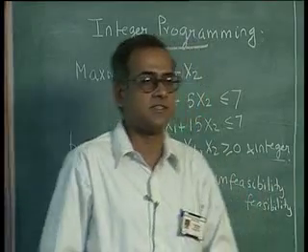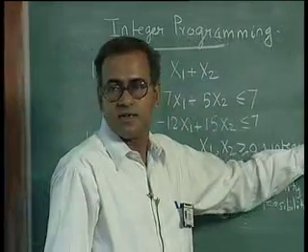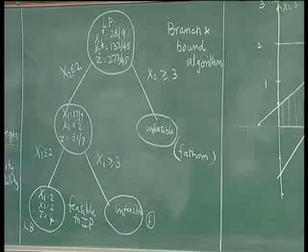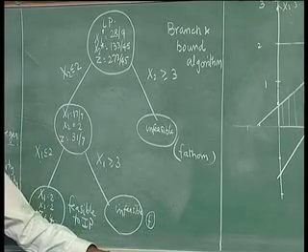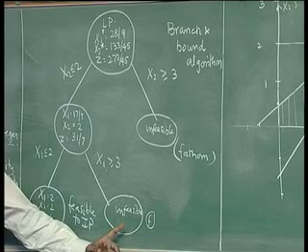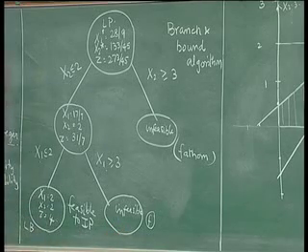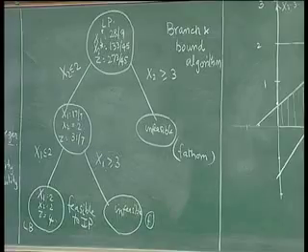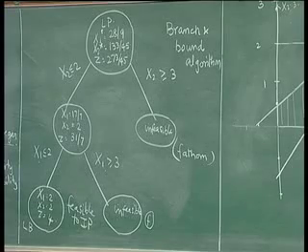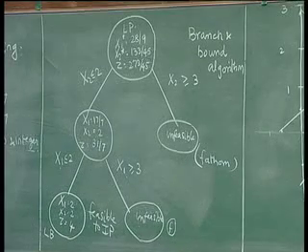You need to branch only on those variables that have integer restrictions and at that point do not have integer values. So, this is how the general branch and bound algorithm works with the 3 things: branching, bounding and node selection. Now, we look at another way to solve integer programming problems.